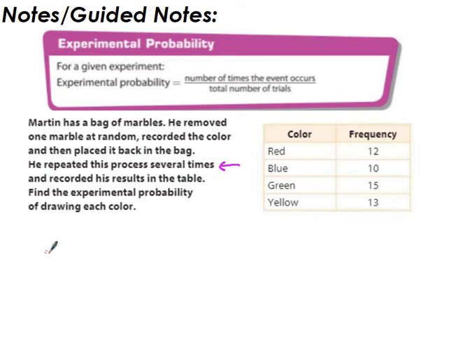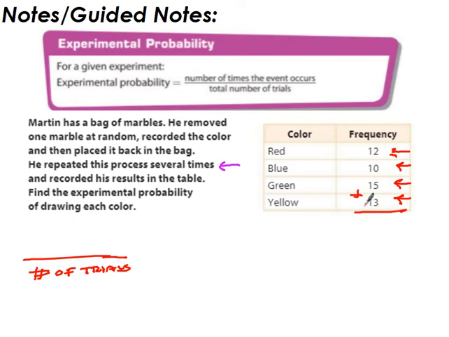What we're going to do is I need to know the number of trials. He's conducting his own experiment, so I need to know how many trials he conducted. Here's his table in which he recorded his data. He drew a red marble 12 times, a blue marble 10 times, a green marble 15 times, and a yellow marble 13 times. This frequency is how many times he drew marbles, and I need to add up all of those values in order to know how many trials there are. That's always the first step.